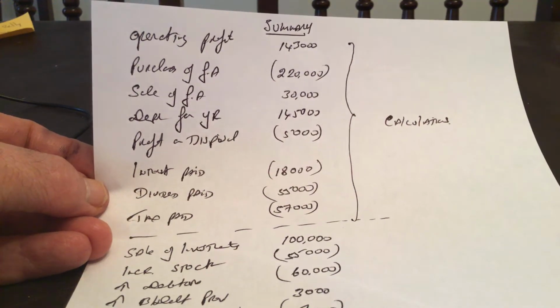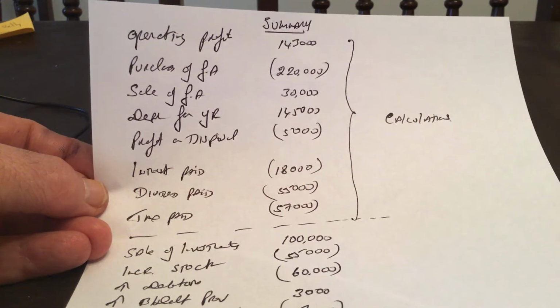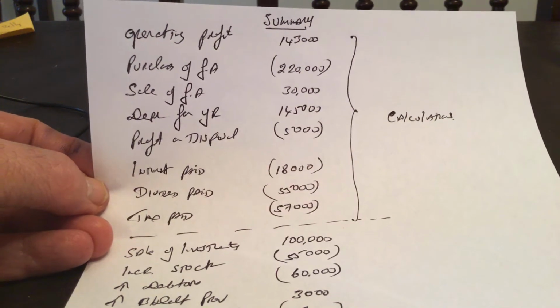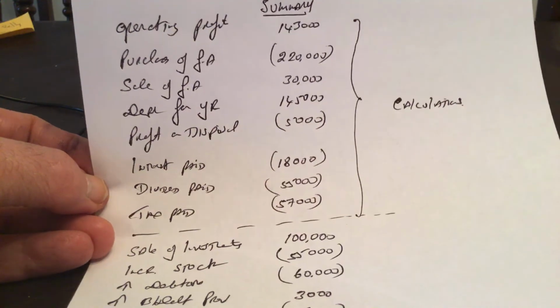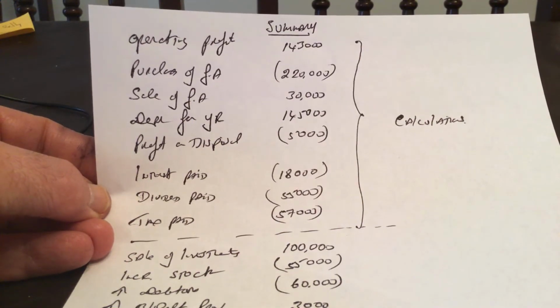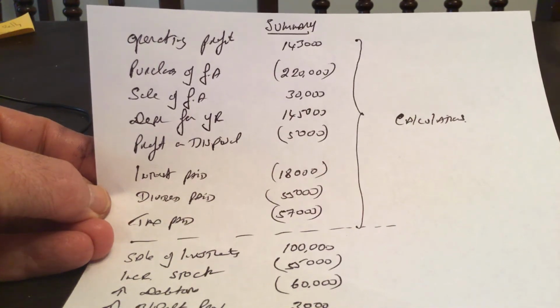Now, before we answer the question fully, I always like to do a summary. You don't need to do this, but I like to do it because then I know whether I'm right or wrong halfway through the question. We've worked out that my operating profit is 143,000 from the abridged profit and loss account.